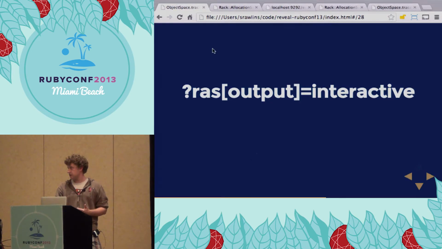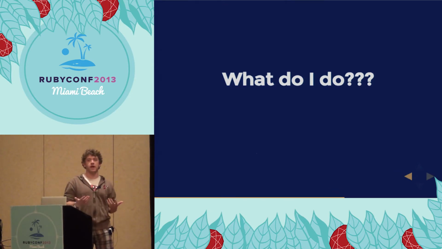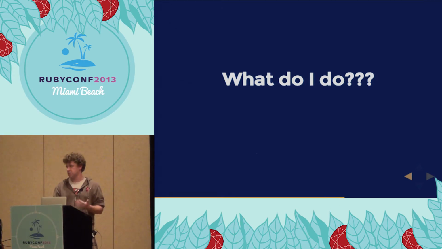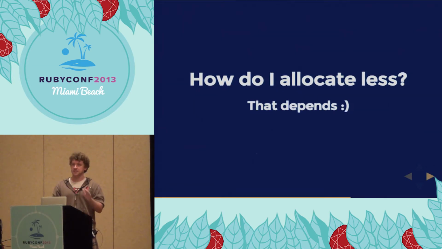So that's interactive. So you're saying, okay, what do I do? You've shown me how to look at where my Ruby code is allocating objects. What do I do about that? Well, you want to allocate less. That's the goal here. How do I allocate less, you say? Okay, that depends. This can be pretty tricky, actually.